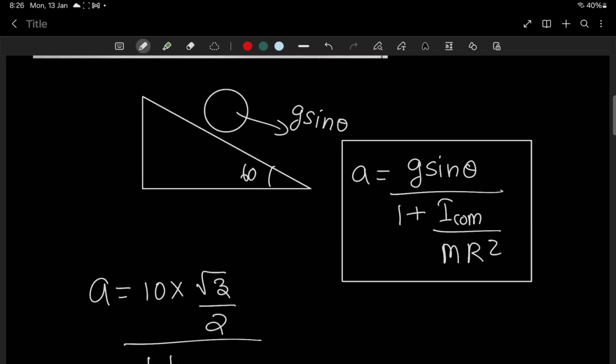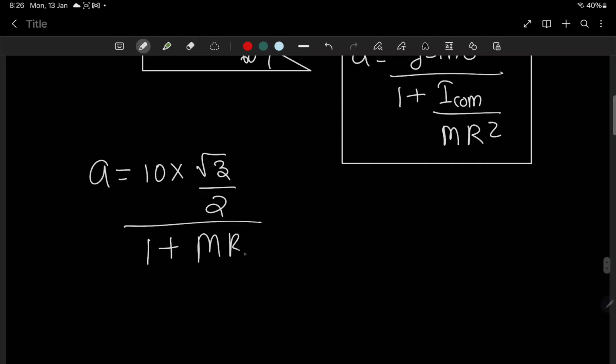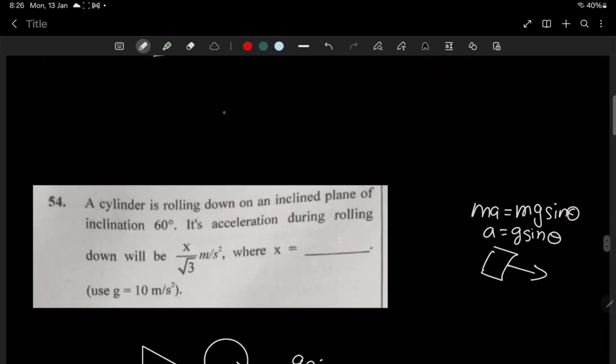It is mr square by 2, right? Mr square by 2. What cylinder is it? A cylinder is solid. Look how it is mr square by 2. Cylinder is something like this. How is I com?